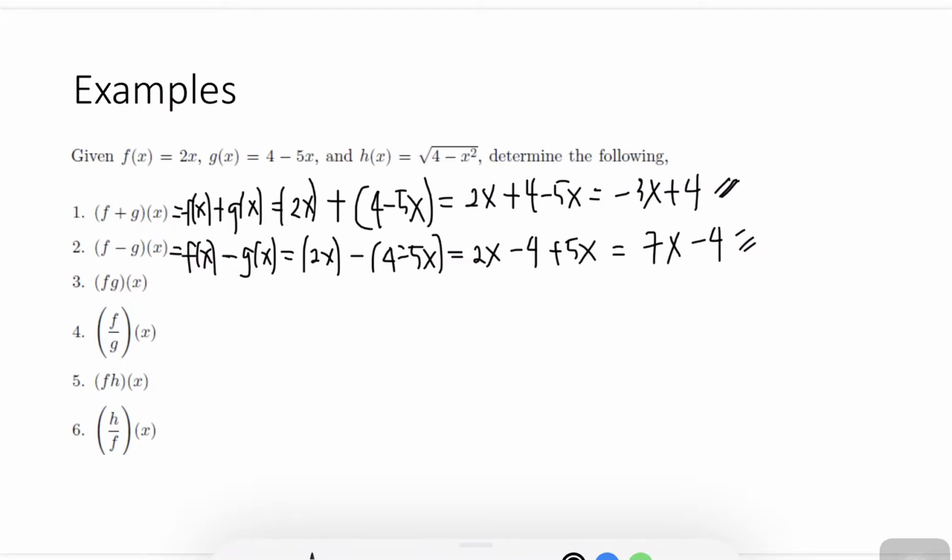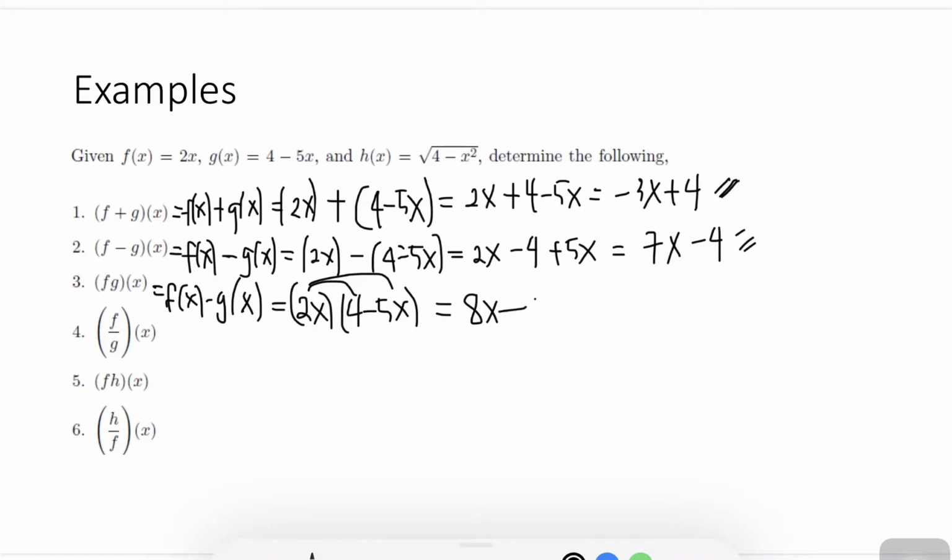Okay, number 3, f times g of x. So again, this will become f of x times g of x. What is f of x? Again, that is 2x times g of x is 4 minus 5x. So distribute 2x times 4, we have 8x. 2x times negative 5x is minus 10x squared. Lang.